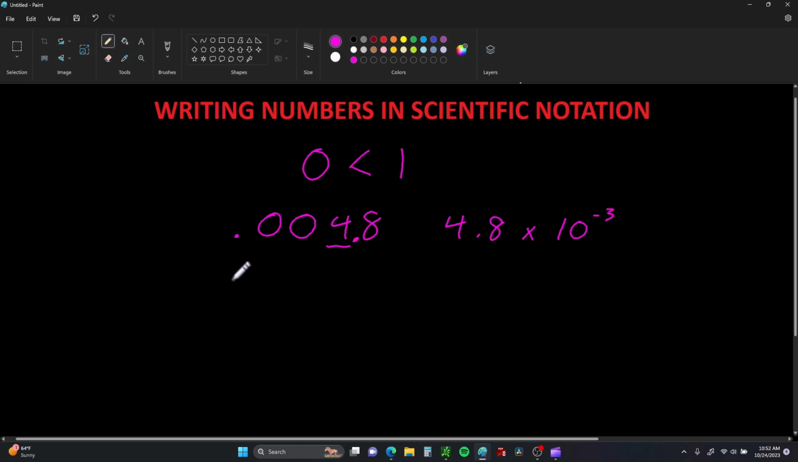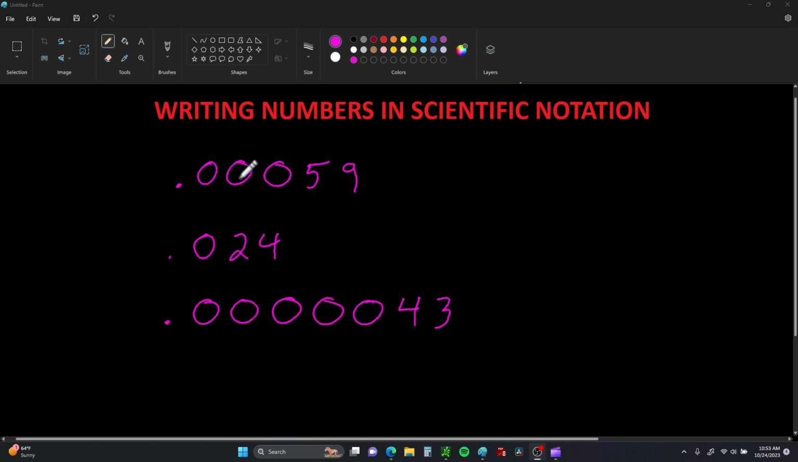Let's look at a few more examples of that. So here we have a 5, and I have a 9, so I'm going to have 5.9. In order for the decimal to be here, I would have to move 1, 2, 3, 4 spaces. So it's times 10. Since I'm going to the right, it's to the minus 4 power.